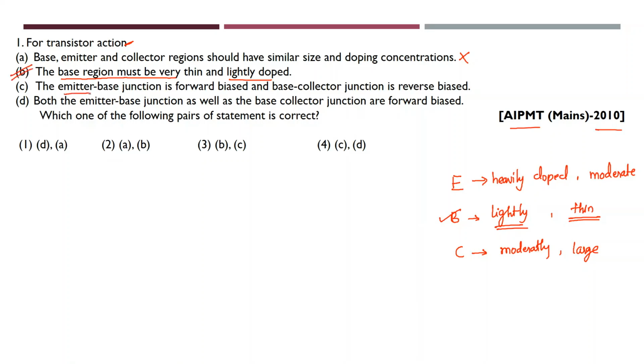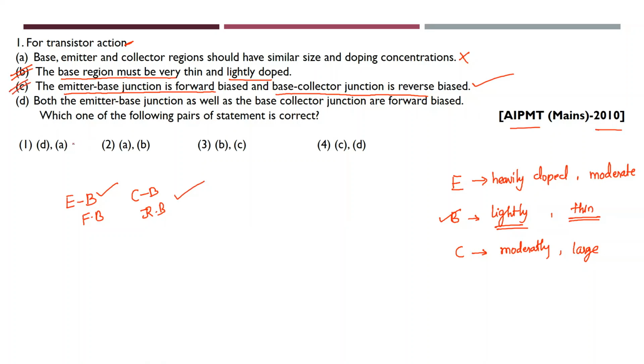The emitter base junction should be forward biased and the base collector junction should be reverse biased. Just now we have seen this condition. What is the condition for a transistor? The condition for a transistor is that the emitter base junction should be forward biased and the collector base junction should be reverse biased. This is what it is saying. So this option is also right.